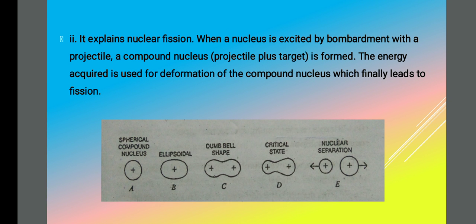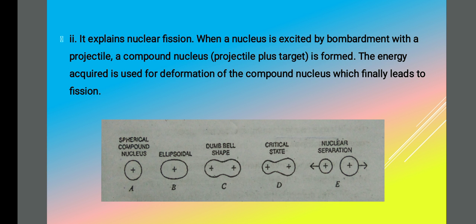How? If you take a nucleus, when it is hit by a projectile, it gets an ellipsoidal shape. Then from the ellipsoid shape it goes to the dumbbell shape, and from the dumbbell shape it goes to the critical state, then it breaks to give you two particles. So nuclear fission reaction is very cleanly explained using this liquid drop model.